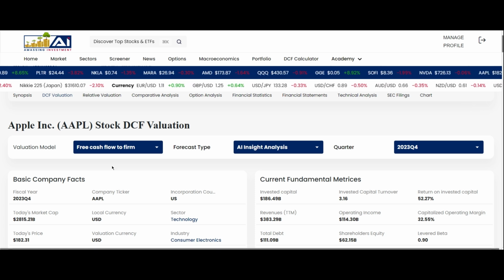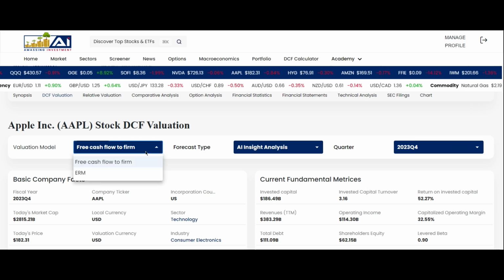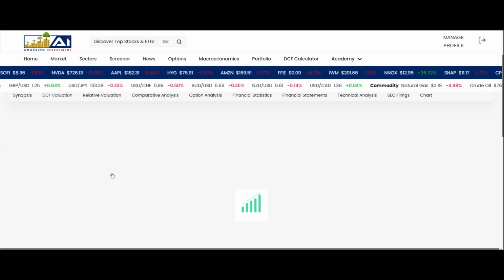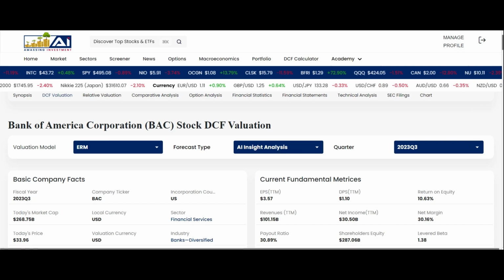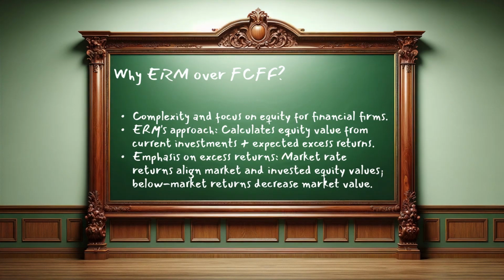Next, we'll explore another valuation model, the excess return model or ERM. Stay tuned as we dive into this. You might wonder why introduce another valuation model like the excess return model or ERM when we have FCFF? It's complex, but in essence, for financial service firms where defining total capital is challenging, focusing on equity through the ERM makes more sense. This model calculates a firm's equity value by adding the equity in current investments to the expected excess returns from these and future investments.